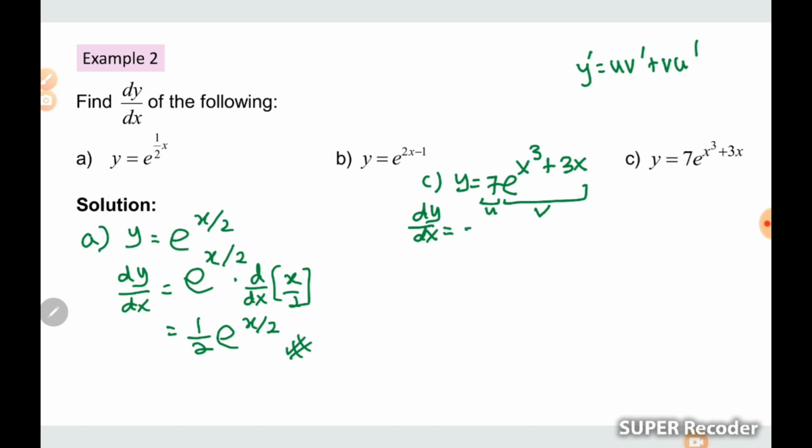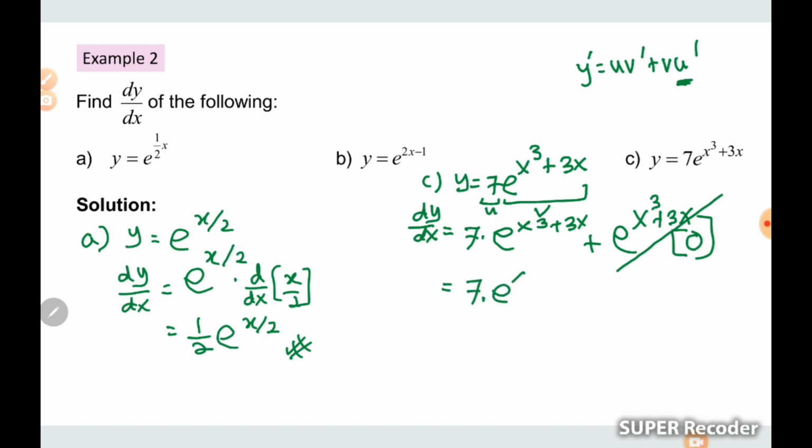So multiply, we copy 7, differentiate v, e to the power of fx. So copy here e to the power of x cubed plus 3x, then plus copy x, copy v. What is v? E to the power of x cubed plus 3x, then u prime, differentiate 7. What is the derivative of 7? Constant, 0. Okay, so you don't have to write this one, because when you multiply, the answer is 0. So the answer is 7 multiplied with e to the power of x cubed plus 3x.